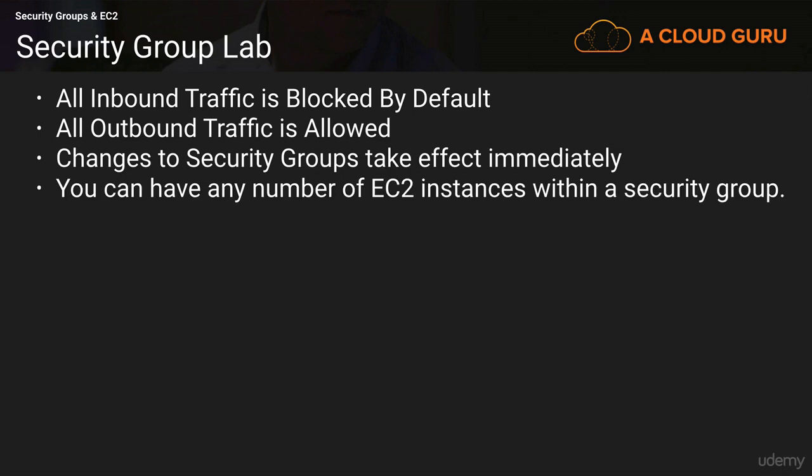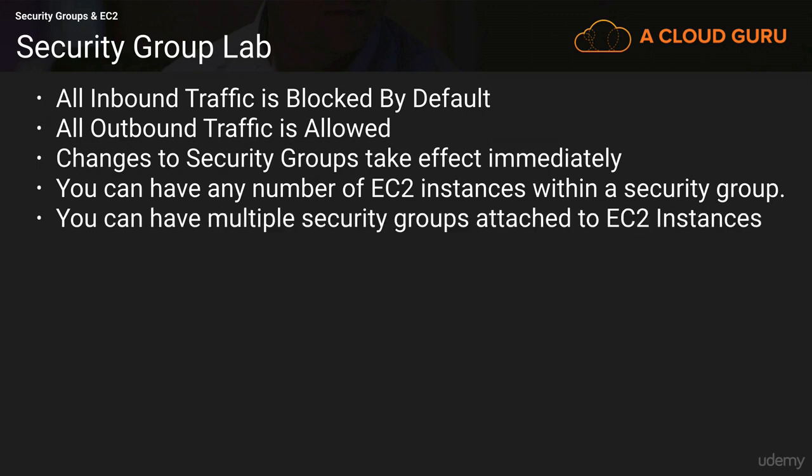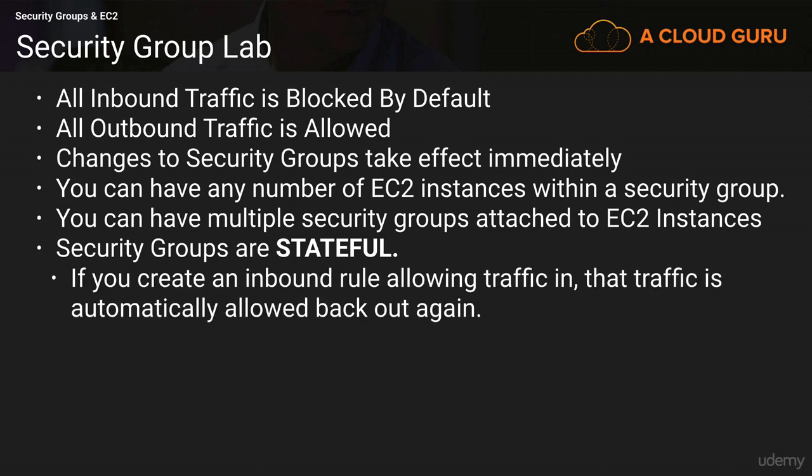We then learned that you can have any number of EC2 instances within a security group. And we also learned that you can have multiple security groups attached to an individual EC2 instance. And because you can't have deny rules, you can only have allow rules, you're not going to get any conflicts there. It's just going to add up all the allow rules and then go from there. And then we learned, and this is really, really important, that security groups are stateful. So what do we mean by that? Well, when you create an inbound rule allowing traffic, that traffic is allowed back out again automatically.